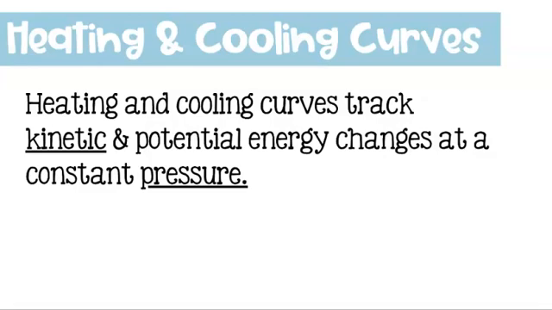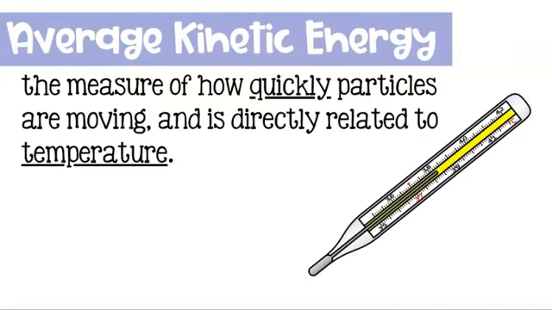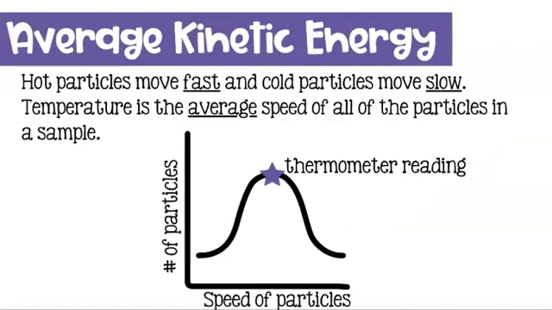Now, keep in mind that heating and cooling curves track kinetic and potential energy changes at a constant pressure. The average kinetic energy is a measure of how quickly particles are moving. This is directly related to temperature. Hot particles will move fast and cold particles will move slow. Therefore, since temperature is the average speed of all the particles in a sample, as the speed of the particles goes up, the thermometer reading will also go up. In this example, we have different particles.